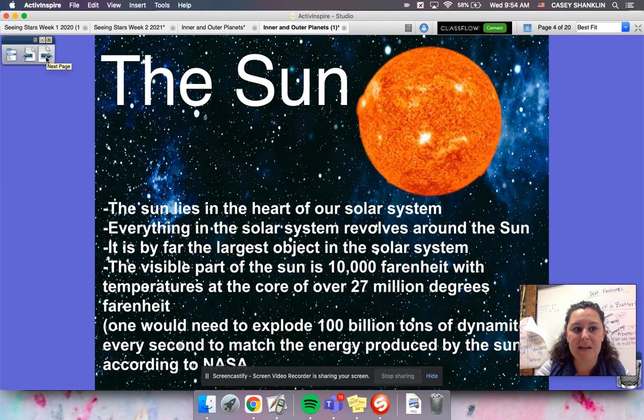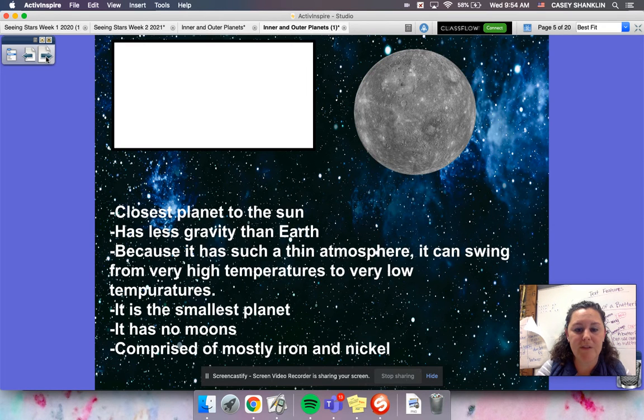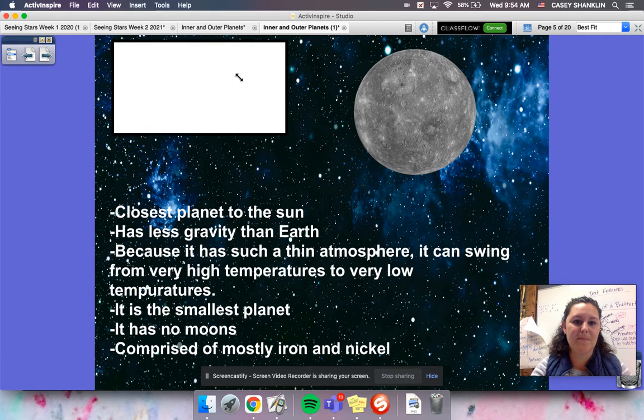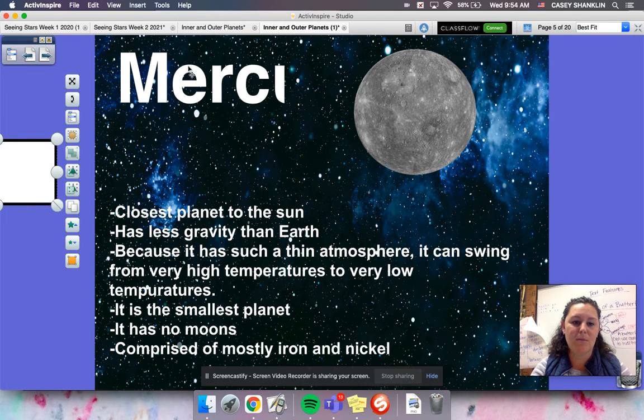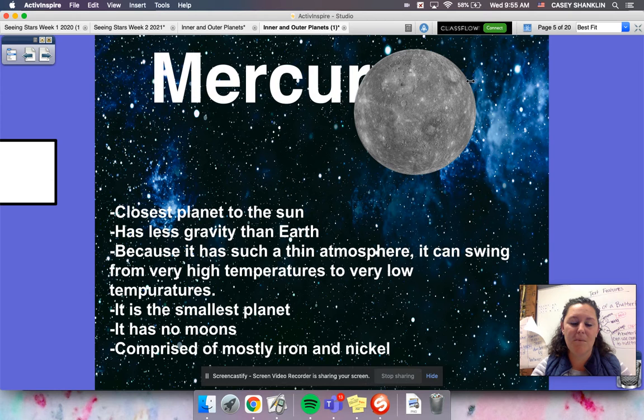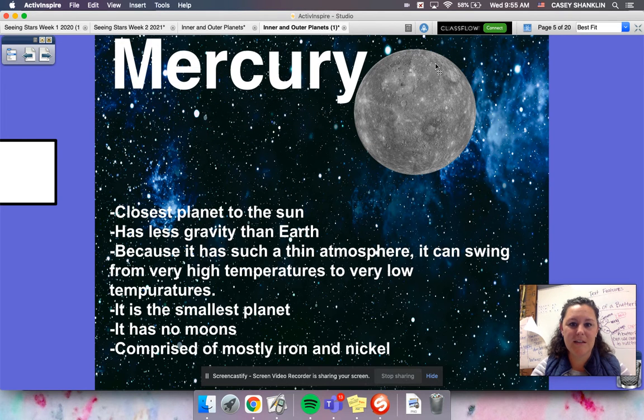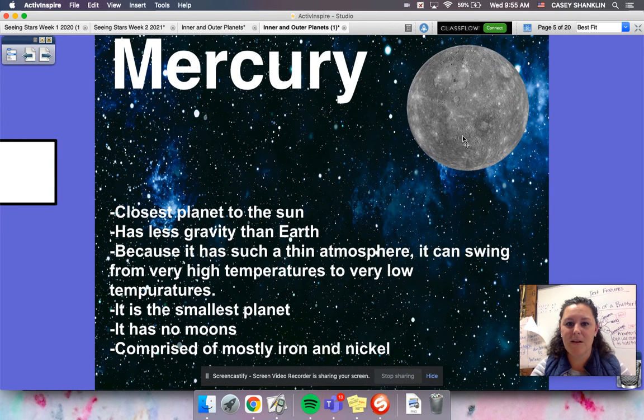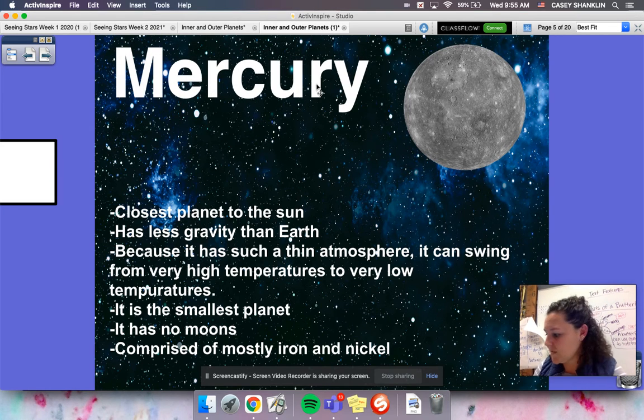All right, now we're going to go to our next planet, our very first planet. Can anybody take a guess at what this one is? It is, let's see if you guessed right. Uh-oh, my words are hidden. Mercury is our first planet in order after the sun.